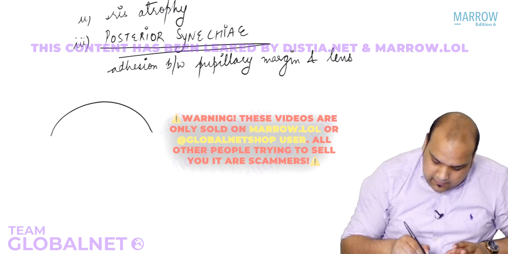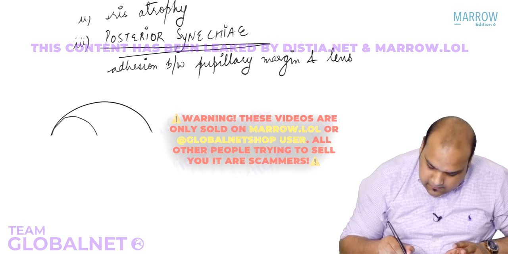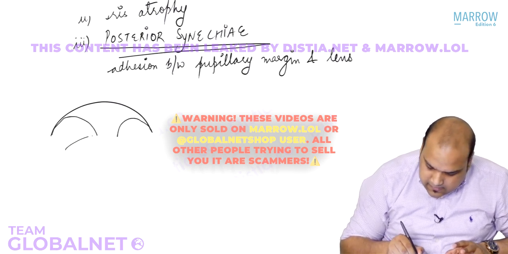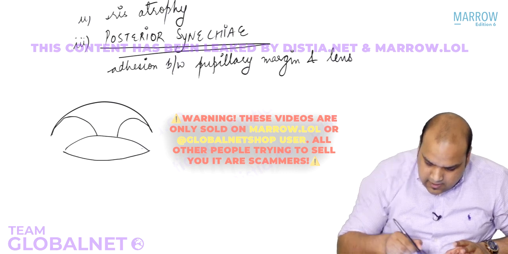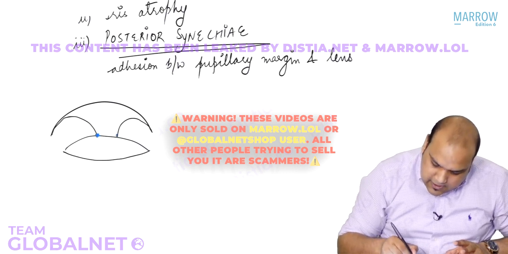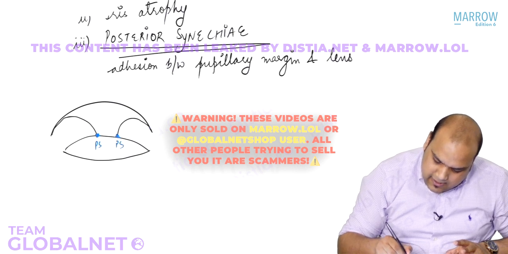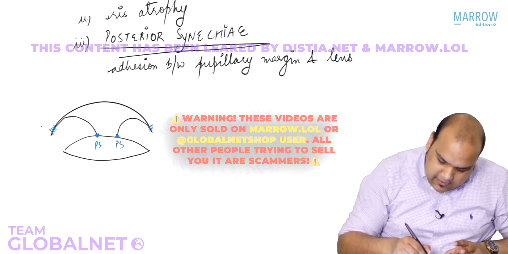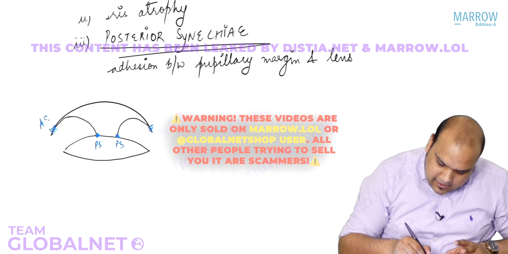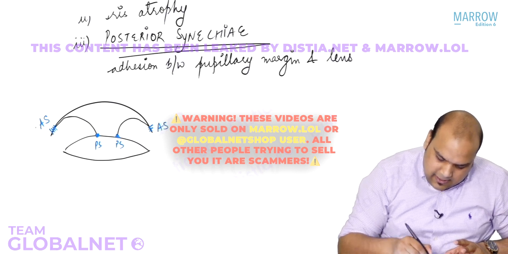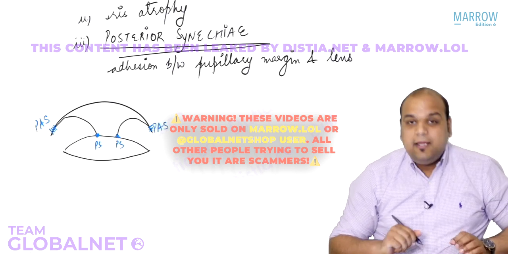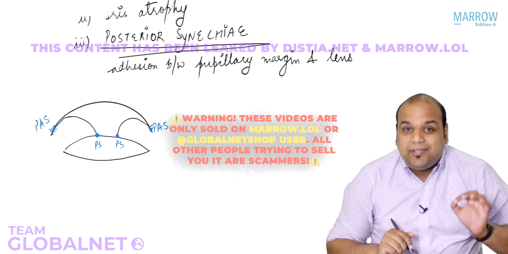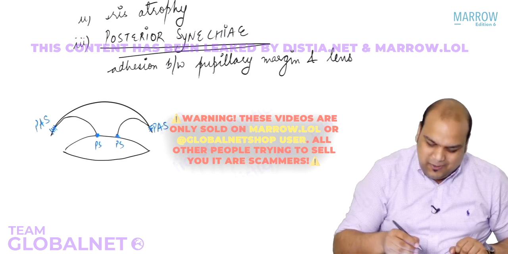If I draw the diagram, it will be like this. In the center, the pupillary margin is forming the posterior synechia. In the periphery, the iris is forming the anterior synechia, or I can say peripheral anterior synechia. So both types of synechia are seen in angle closure glaucoma.